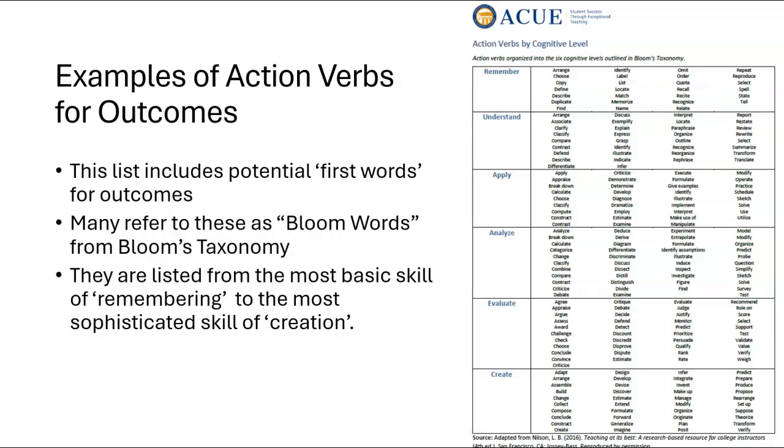Each outcome should have a unique action verb per outcome. For example, an outcome should not include both develop and explain. Develop is appropriate for the course outcome. Explanation would fit better for a learning or module outcome.